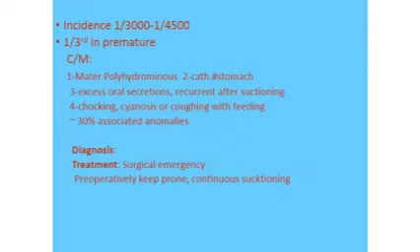One third of these babies are premature, so it is more common in premature born babies. How does it manifest? Starting in utero, usually the mother presents with polyhydramnios. This is because any upper gastrointestinal obstruction in the fetus is usually associated with maternal polyhydramnios.